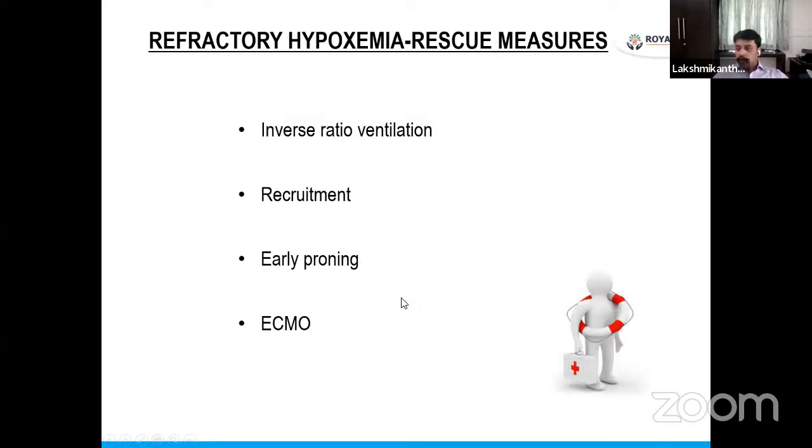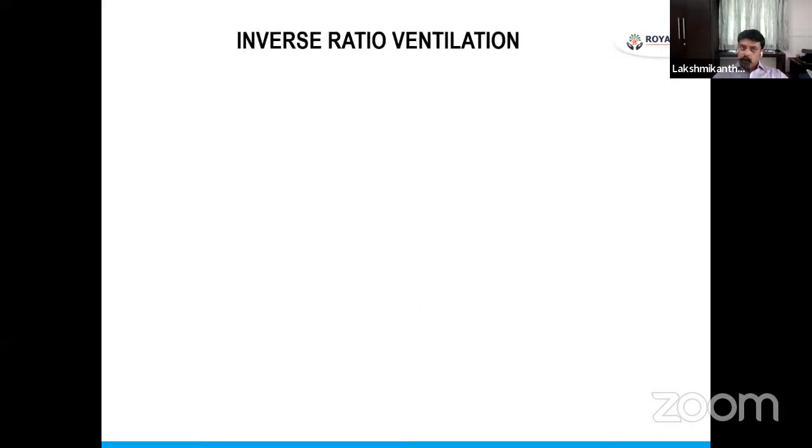Out of these, we will discuss the evidence that we have. First is inverse ratio ventilation. As we all know, we set up some amount of IE ratio. We give some time for the patient to have inspiration, some time for the patient to have expiration.